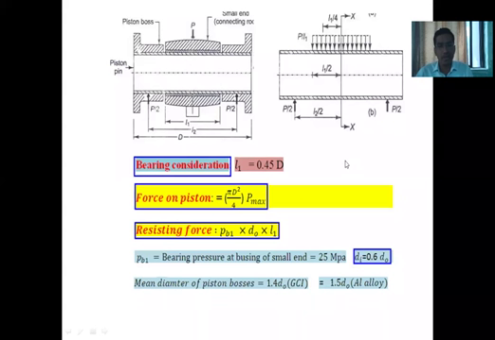The bearing pressure at the bushing of small end is equal to 25 megapascal, and Di is equal to 0.6 times D0. The mean diameter of the piston bosses is 1.4 times D0, or that will be equal to 1.5 times D0 for aluminum alloy material, and for grey cast iron material it will be 1.4 D0.